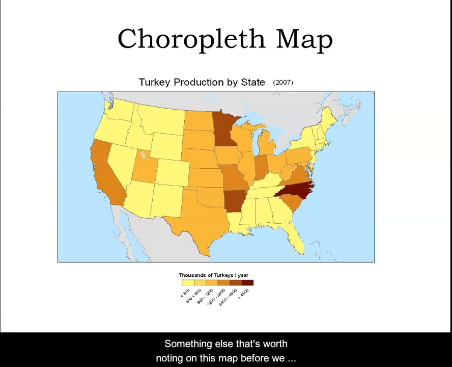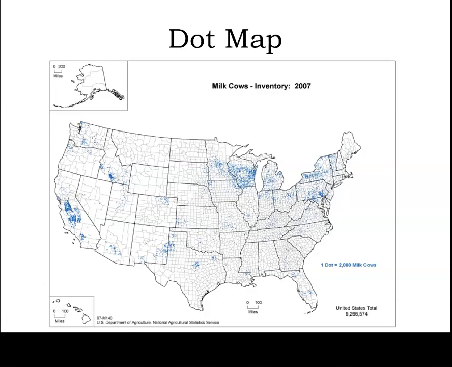Something else that's worth noting on this map before we carry on is look at the year. Even though I know it's 2020 now, this map came from 2007. If you looked at a map of 2020, you'd still find Minnesota being one of the leading producers of turkeys in the U.S. Next type of map is a dot map, and so the difference here is that this dot map is showing production of a product. In this case, it's milk cows.